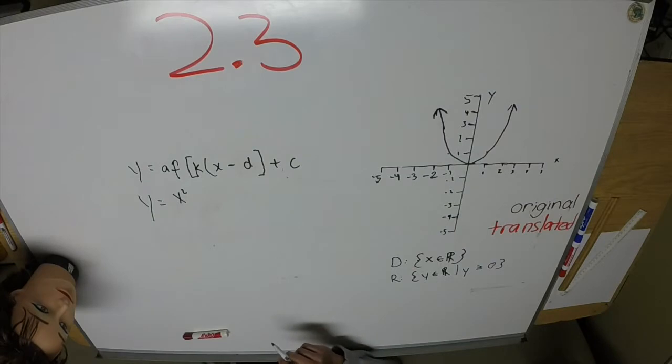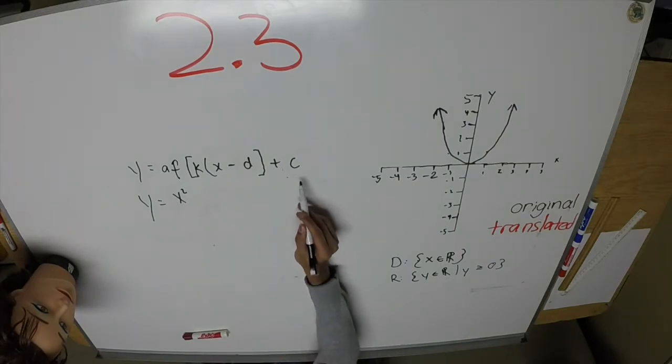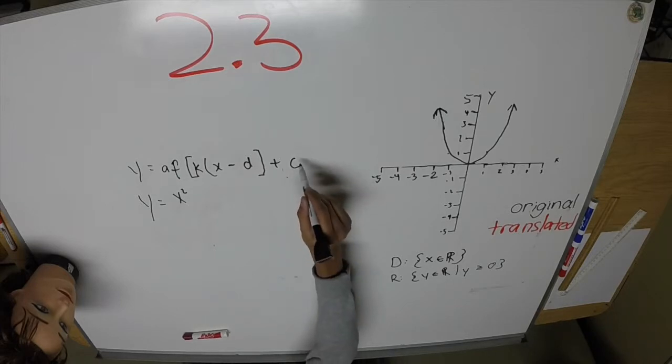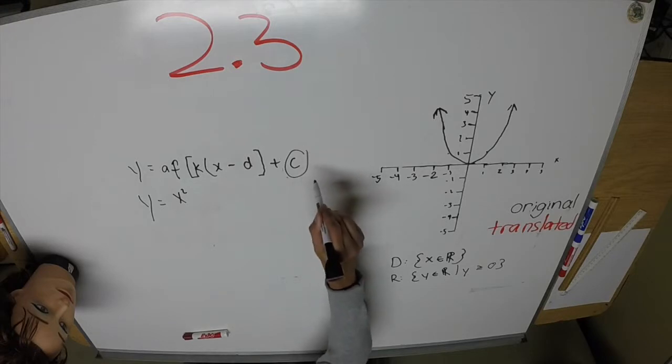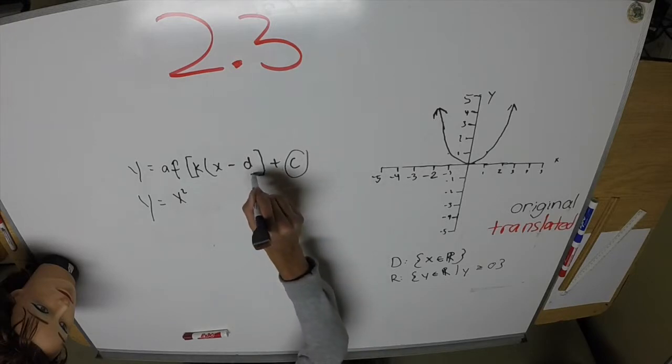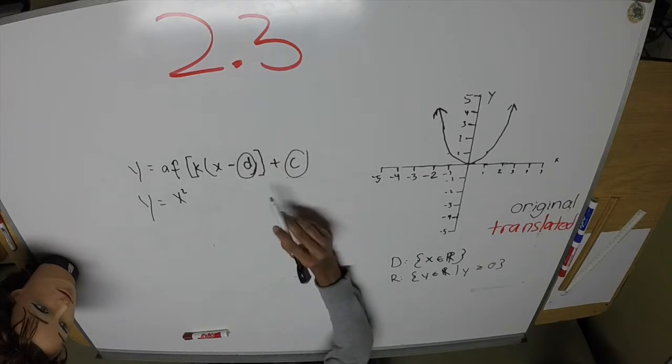The vertical translations of functions. As you can see here, this is a basic layout or formula of what a function is supposed to look like. In order for vertical translations, we look at the variable c, and for horizontal translation, we look at the variable d. So we'll be taking a look at both of those today.